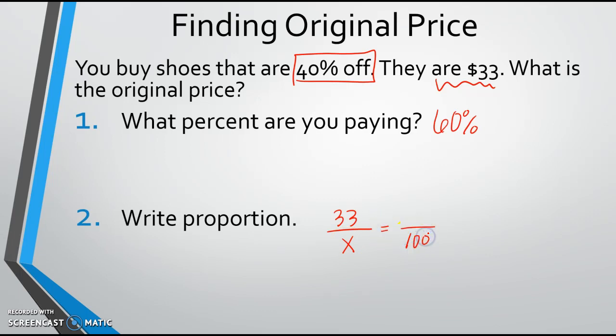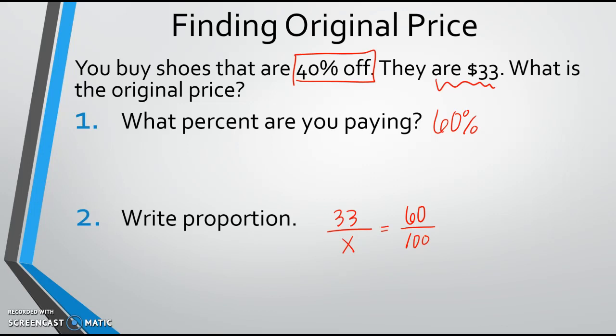Now, a lot of people want to put 40 in the numerator here, but that's how much we got off the original amount. We actually are paying 60% of the item, which is the same as $33. So we actually want to put 60 in our numerator. So it's really important to figure out what percent you're actually paying of the item, not what percent you got off of the original price.